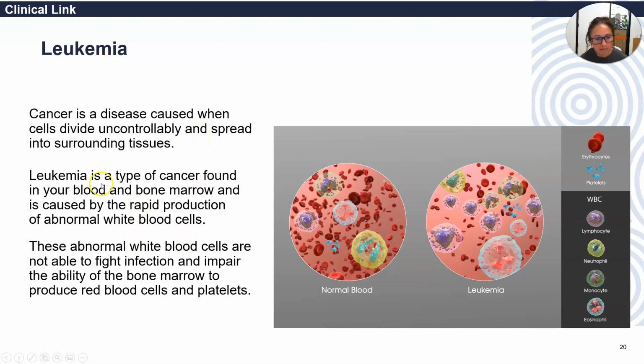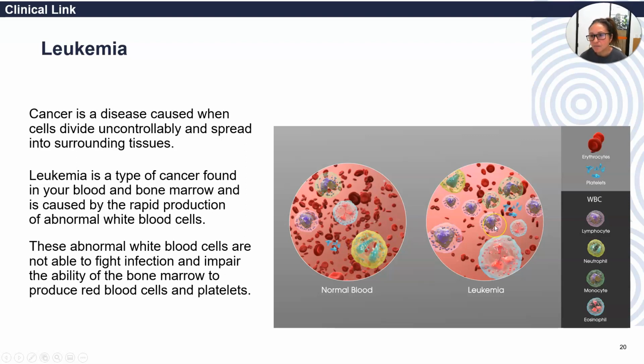Let's have a look at what your blood looks like if you had leukemia. So this is what your normal blood should look like. You've got your little platelets, these guys here. You've got monocytes, they look good. Your lymphocyte looks good. Your eosinophil looks good. Your neutrophil looks fine.